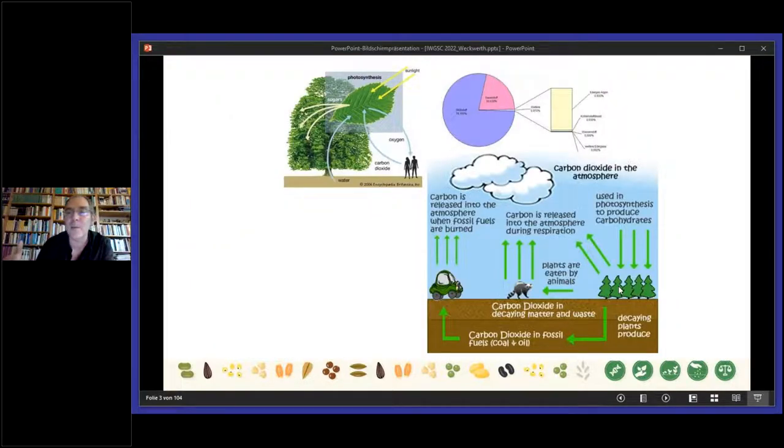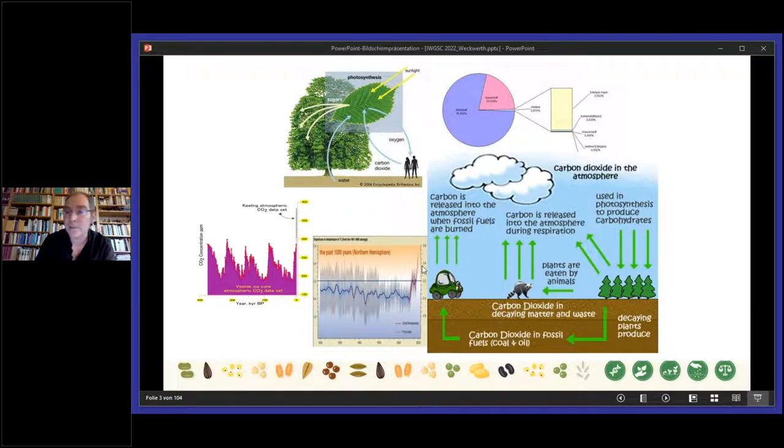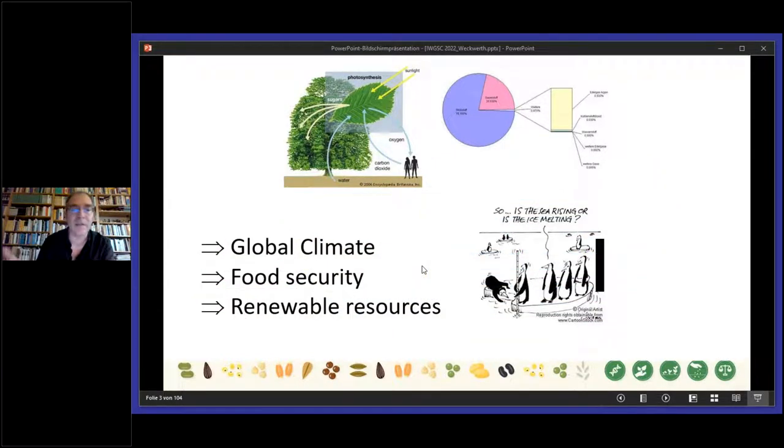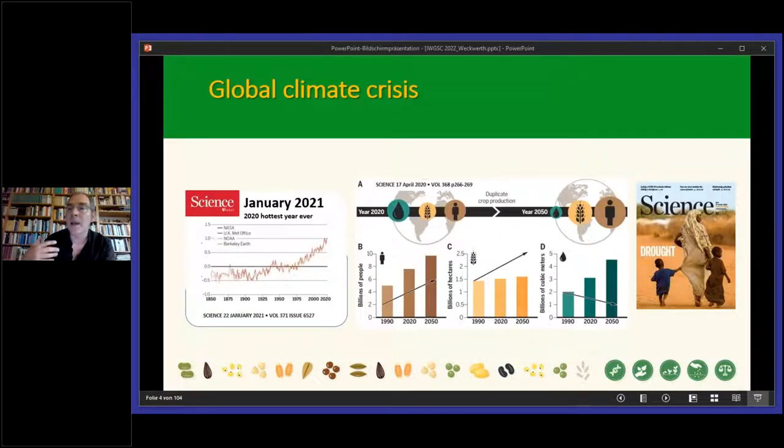However, we introduced perturbations into the system by releasing fossil fuels and CO2 into the atmosphere. So we're really disturbing the system, and we see increasing CO2 levels and rising temperatures. Altogether, this has implications for global climate, food security, renewable resources, and so forth. I think this is a dramatic development, which is at the moment still underestimated, in my opinion. In 2020, we already had the hottest year since 1850. And of course, all the projections point to a dramatic change in human populations, a challenge in plant productivity, and also the challenge of immigration from developing countries. And this all has to be buffered by our actions.